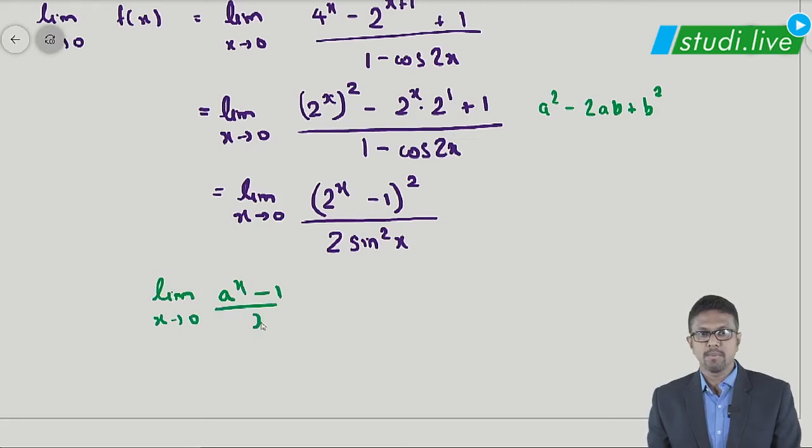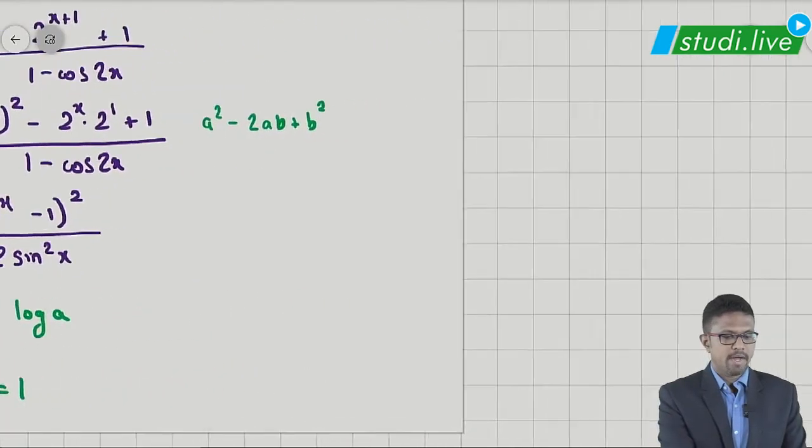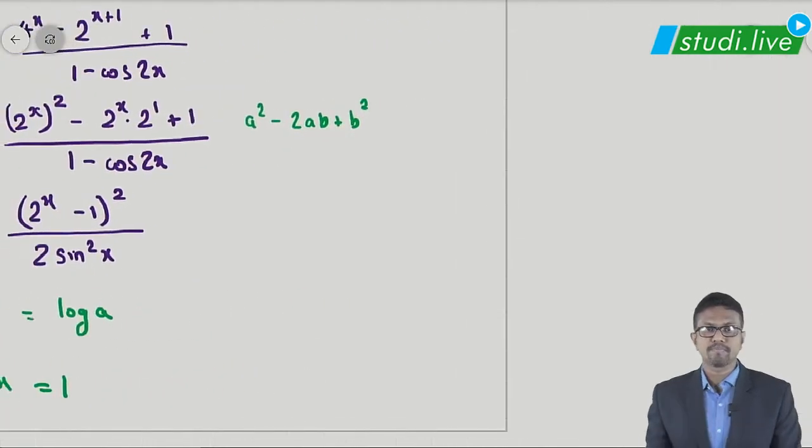to x minus 1 upon x. This is log a. So this is one of the formulas. And similarly, limit x tends to 0, sin x upon x is equal to 1. So for both the formulas to be complete, both of them need to be divided by x square. Okay. Let us do that.